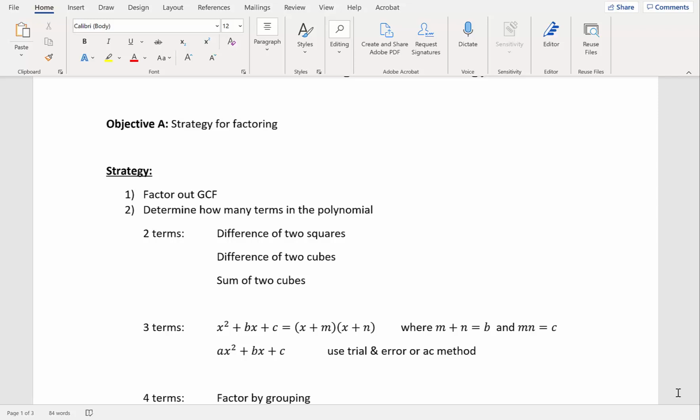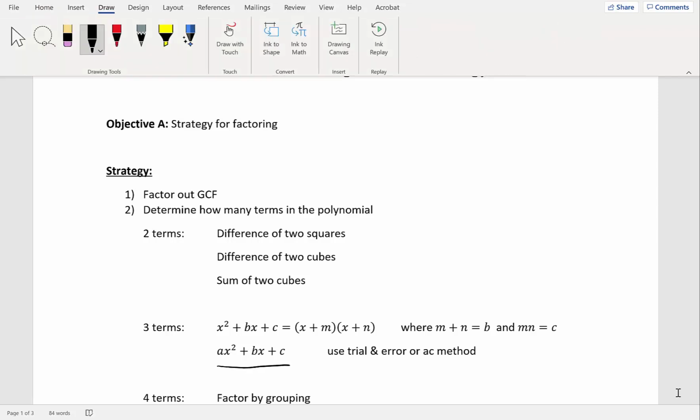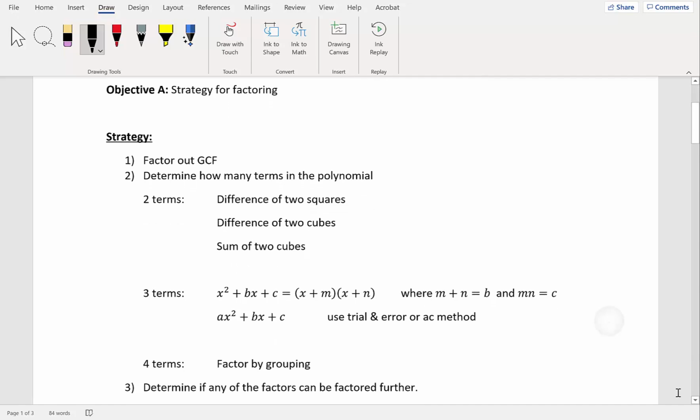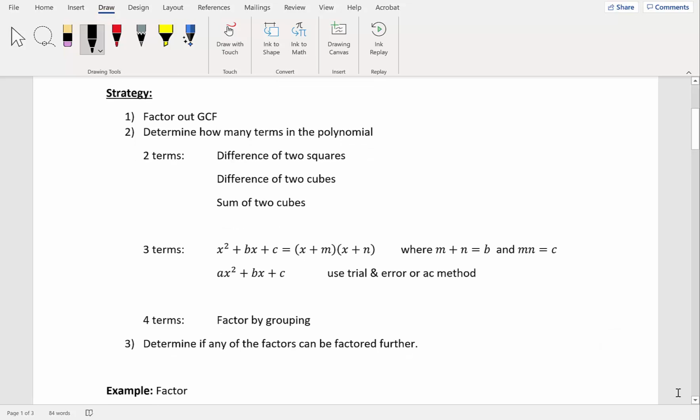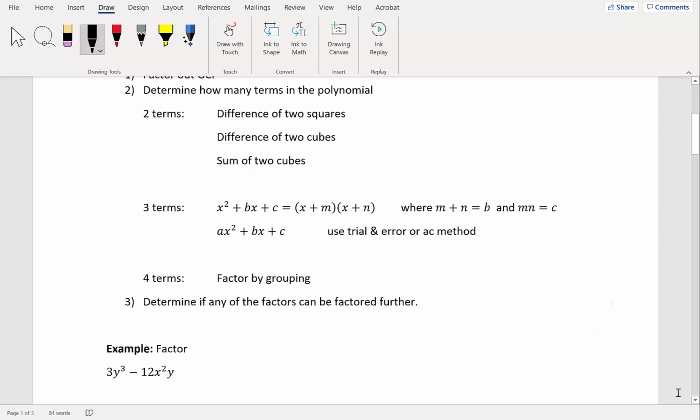Then if it was ax squared plus bx plus c, you either could use the trial and error method or the AC method. This was section 4.5. If you have four terms, you're going to factor by grouping. This was in section 4.3. And then your third and last step: check to see if any of the factors can be factored even further. Let's take a look at some examples.